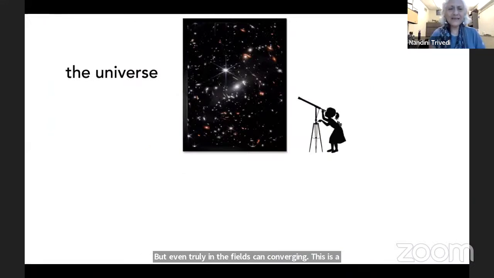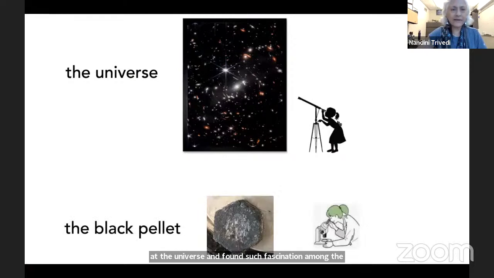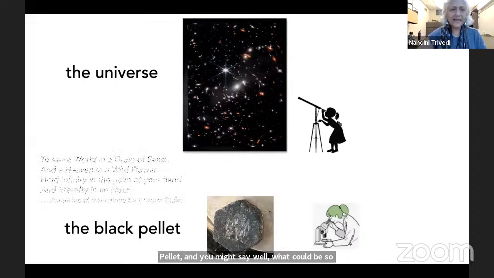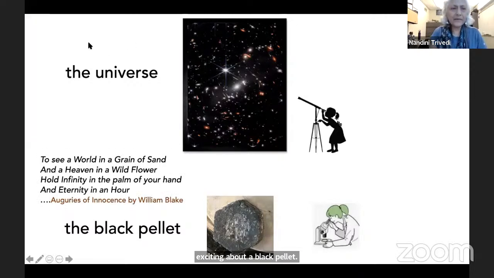So let me start with how for millennia we have looked up at the universe and found such fascination among the stars and galaxies. And I'm going to turn my view in the opposite direction and convert that telescope into a microscope and look inside a black pellet. And you might say, well, what could be so exciting about a black pellet? And this is best captured by William Blake in his poem, "To see a world in a grain of sand and heaven in a wild flower, hold infinity in the palm of your hand and eternity in an hour." And that's the journey I want to take you on, the black pellet and what lies inside it.